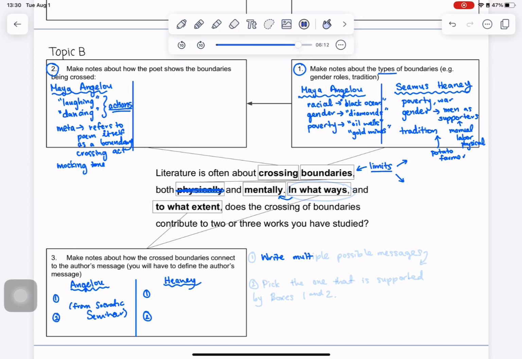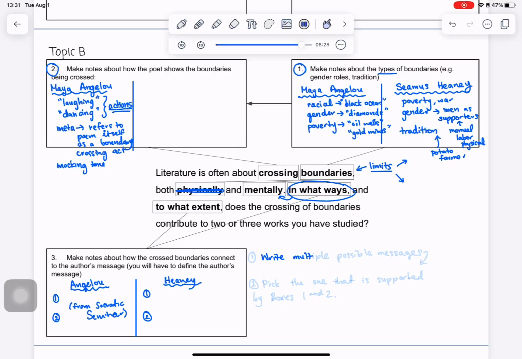So then literature is all about crossing those boundaries, both physically and mentally. In which ways and to what extent? So in what ways is going to be talking about whether it's a physical boundary or a mental boundary. And possible messages. And then later to pick the one that is supported by your boxes 1 and 2. Your final author's message must connect to the devices, the authorial choices, and the impact on the audience. So then that's what we're working on.